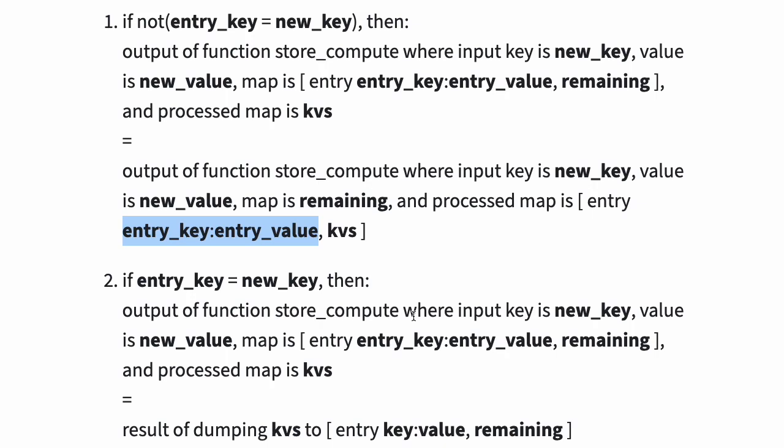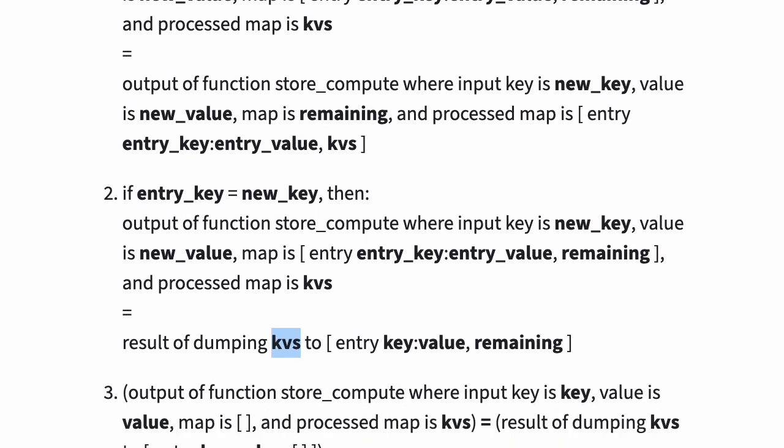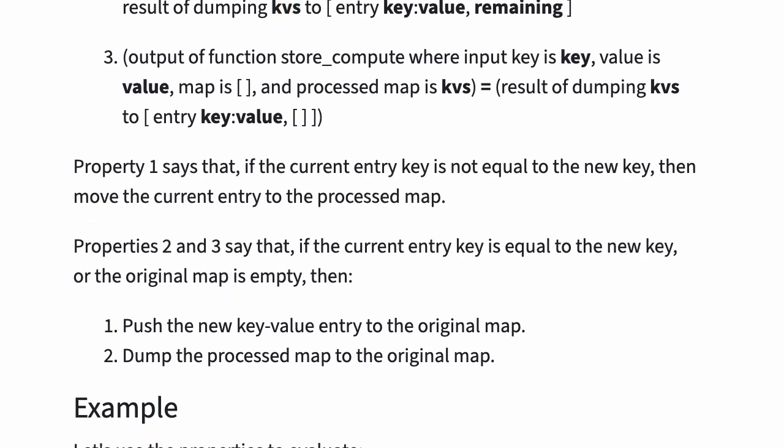Property 2 says that if entry key is equal to the new key, then the output of the function store compute, where input key is new key, value is new value, and map is entry key, entry value, remaining, and processed map is KVS, is equal to the result of dumping KVS to key value remaining. Property 3 says that the output of the function store compute, where input key is key, value is value, and map is empty, and processed map is KVS, is equal to the result of dumping KVS to the map key value.